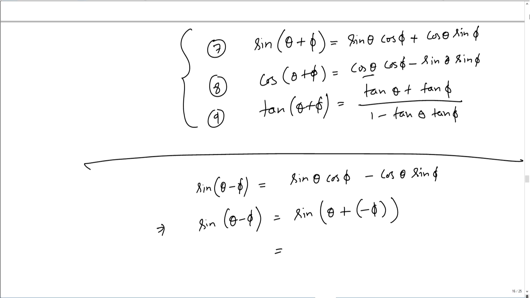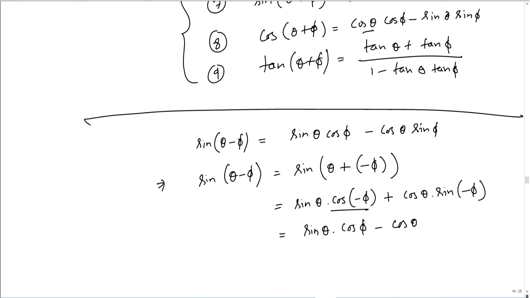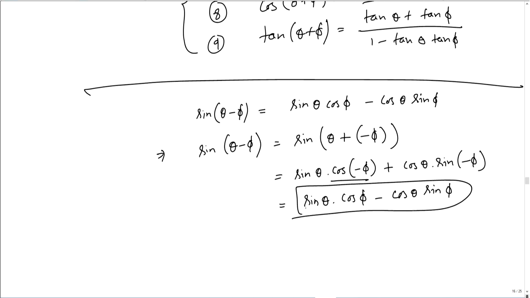Okay. So what would be sine of theta plus phi? Well, it should be sine theta into cos of the other angle minus phi, plus cos theta into sine of the other angle minus phi. Okay. But here cos of minus phi would be the same as cos phi because this is an even function. So this would become cos phi. But here sine of minus phi would become minus sine phi. So that's why here we get minus cos theta into sine phi. Okay. So that's proved.